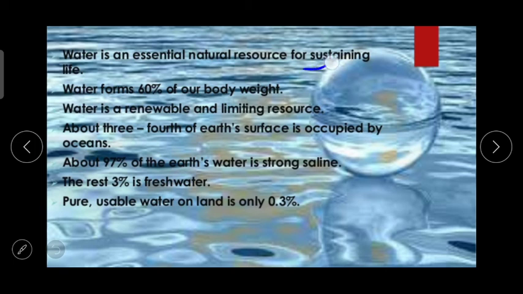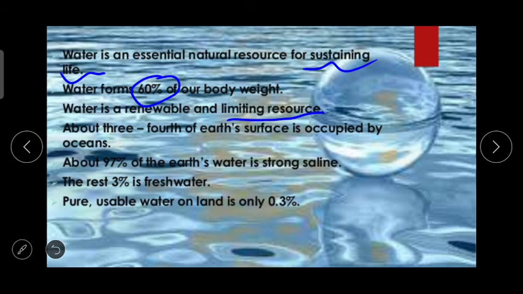This one is again very important. You people already studied in 5th standard EVS that life begins in the water only. Water forms 60% of our body weight. Water is a renewable and limiting resource. That is why it is valuable.